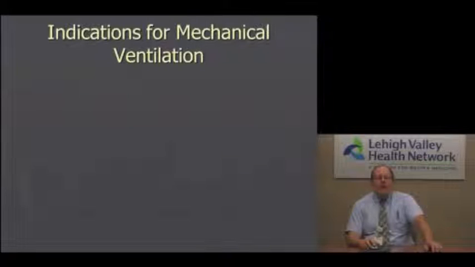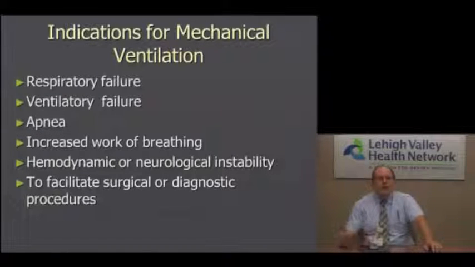So let's first talk about the indications for mechanical ventilation. We look at respiratory failure, which is usually marked by severe hypoxemia, PO2s less than 55, saturations less than 88%. Ventilatory failure is marked by hypercarbia, PCO2s above 55, and pHs less than 7.25. Often respiratory failure and ventilatory failure coexist. We have patients that require mechanical ventilation because they're apneic. Okay, they've lost the sensation of breathing. It could be coming from a closed head injury, or it could be from some other mechanism.